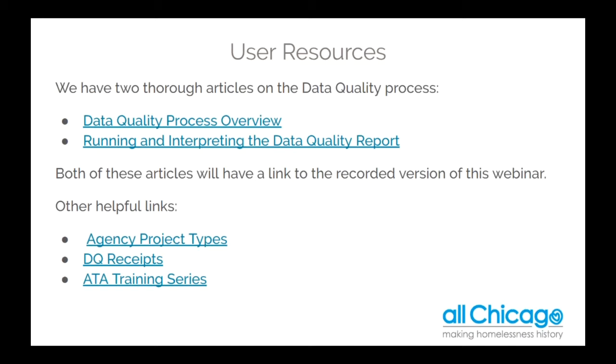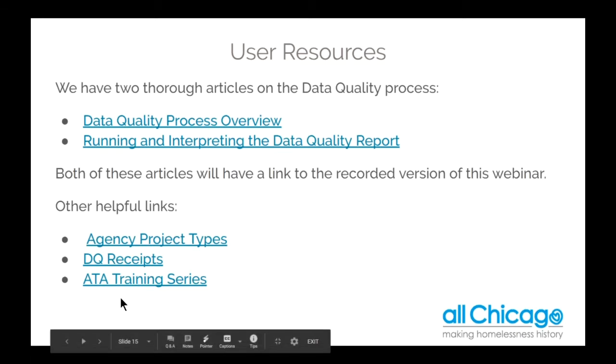So let's get into some of the resources and user support. We have two very thorough articles on the data quality process, and I'm going to click into those because I really want to encourage people to read through them. There's a lot of detail in there. We are continuing to add more detail. As cases come in, we'll try to adapt those cases and use them as troubleshooting examples. So please look at these two articles. They are really thorough. They're very good, and they walk you through the entire process.